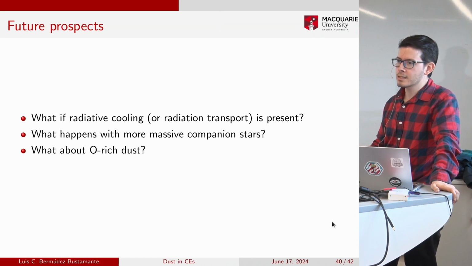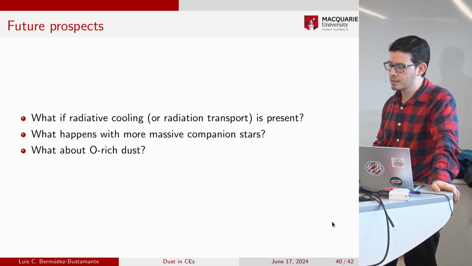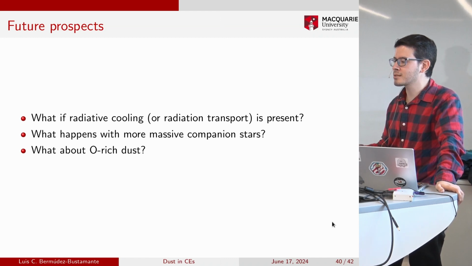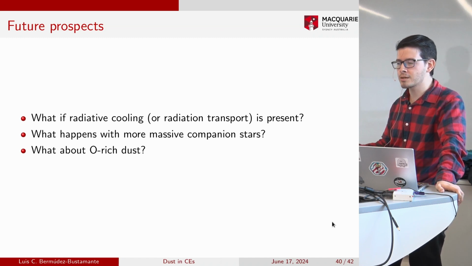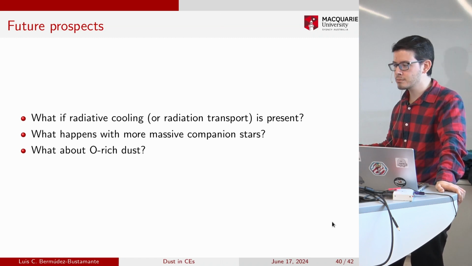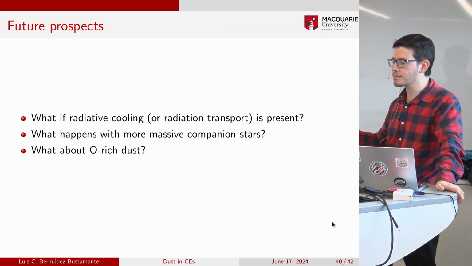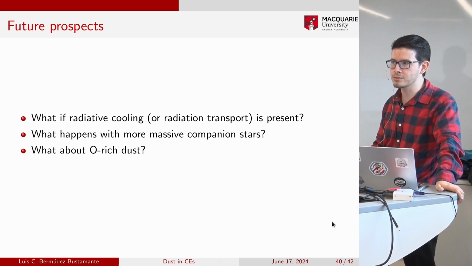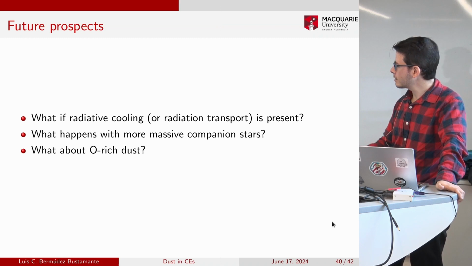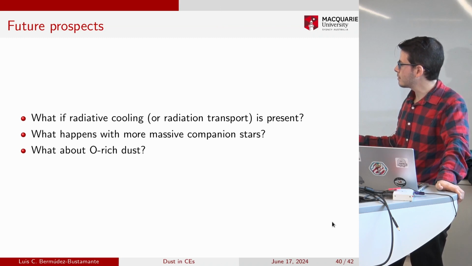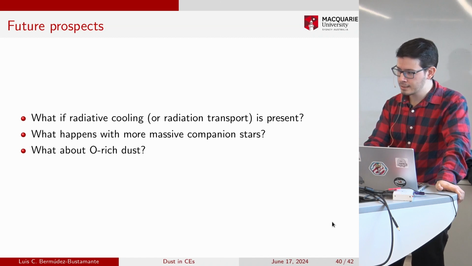So now, with this work, the future prospects or next steps will be, for example, what happens if we include radiation transport or radiative cooling? Maybe the formation of dust is going to happen faster. Or what happens if we include more massive companions? Or what about oxygen-rich? This is the most important question. What about oxygen-rich dust formation? And we are working right now on this aspect.